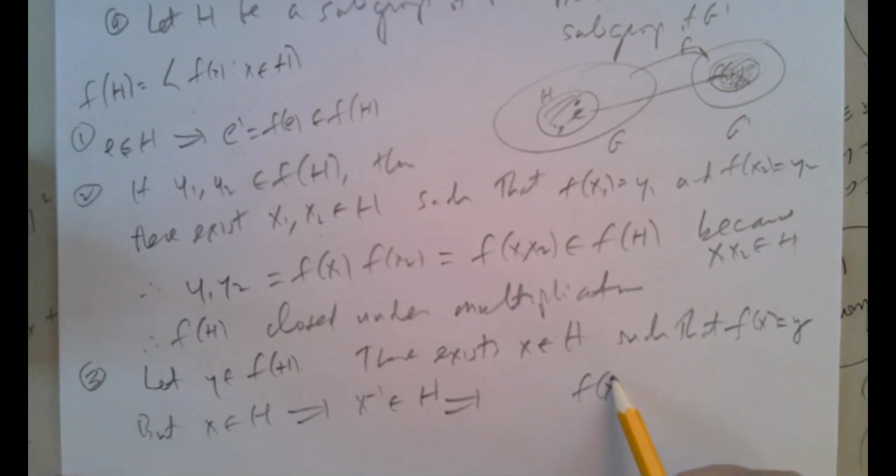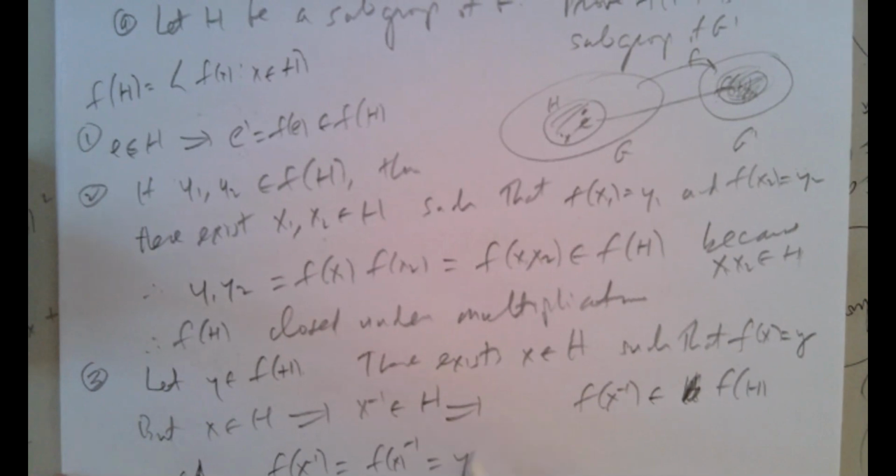So this means that f of x inverse is in f of H, and f of x inverse, we proved, is the inverse of f of x, and f of x was y, is y inverse, is in f of H. So f of H also contains the inverse of each of its elements, and these three steps together prove that f of H is a subgroup of G prime. So there are three steps to the proof, and they're all important to do correctly.